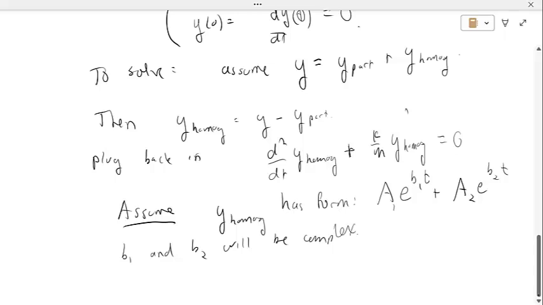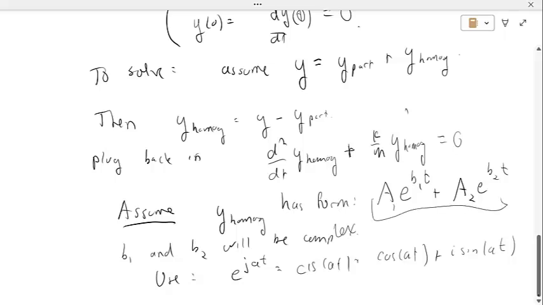Okay, they will be complex. But you can use this fact, that e to the j, or he says j. Okay, I'm going to use j for the complex here. So e to the j a t is equal to cis of a t, so it's equal to cosine of a t plus j sine a t. All right, so once you get your complex roots here, you can substitute the complex roots for this.